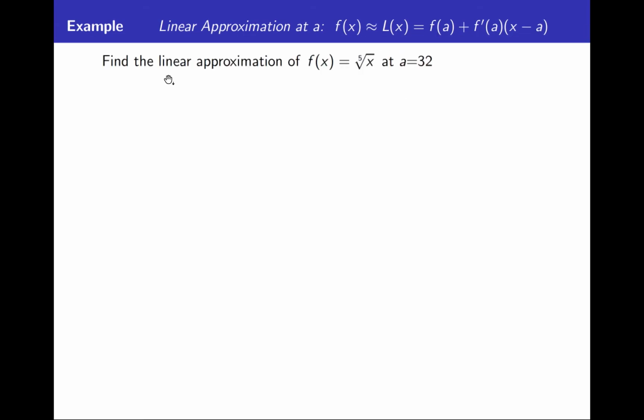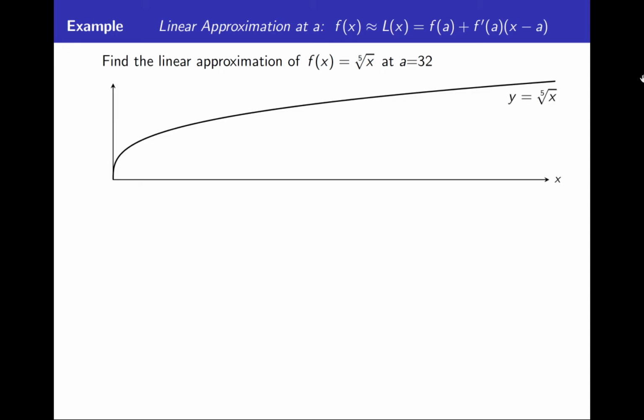Let's find the linear approximation of the function f of x equals the fifth root of x at the number a equals 32. So here's a picture of the situation. You've got your function y equals the fifth root of x, which looks something like this. And we're looking at an x value of 32. It's right there.